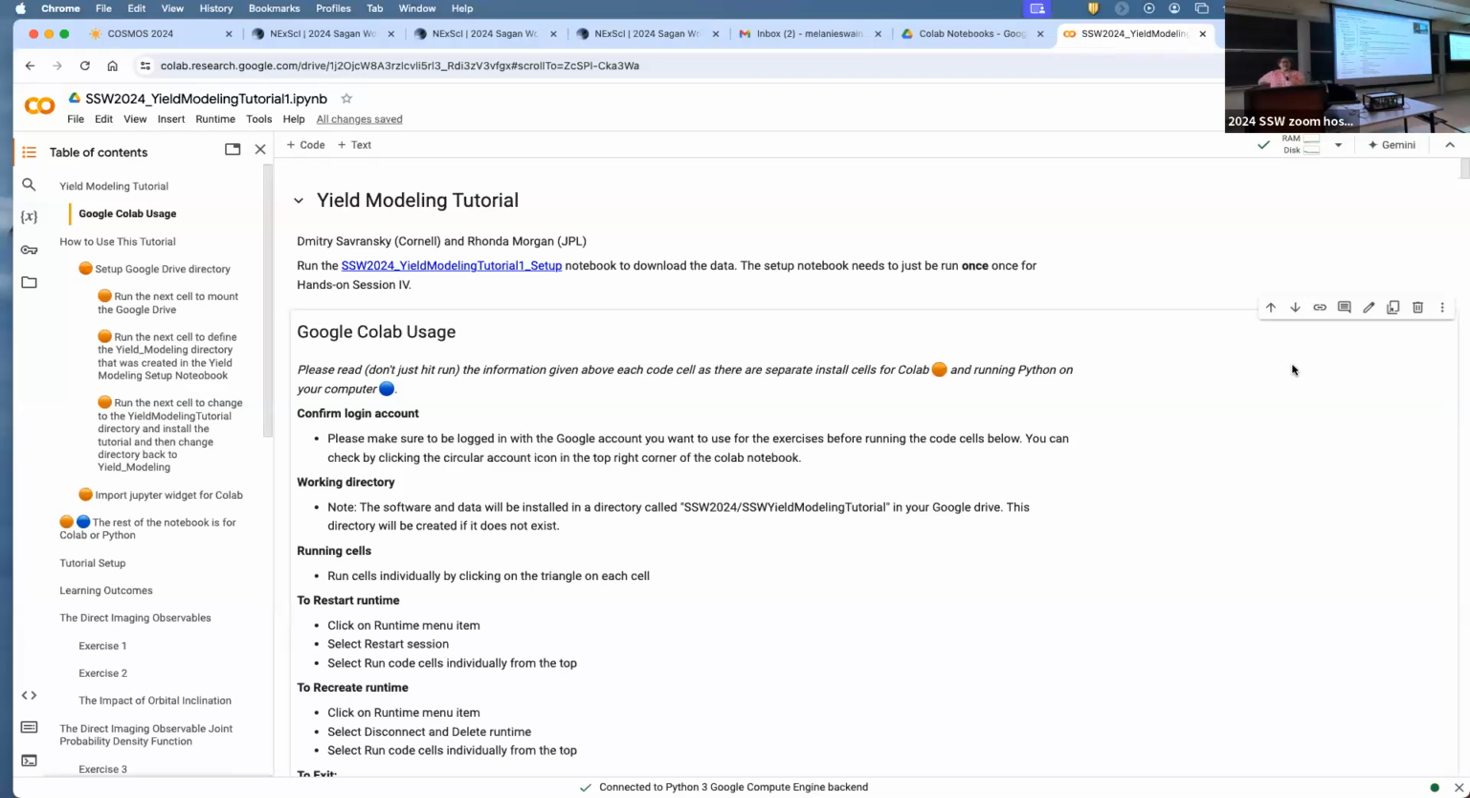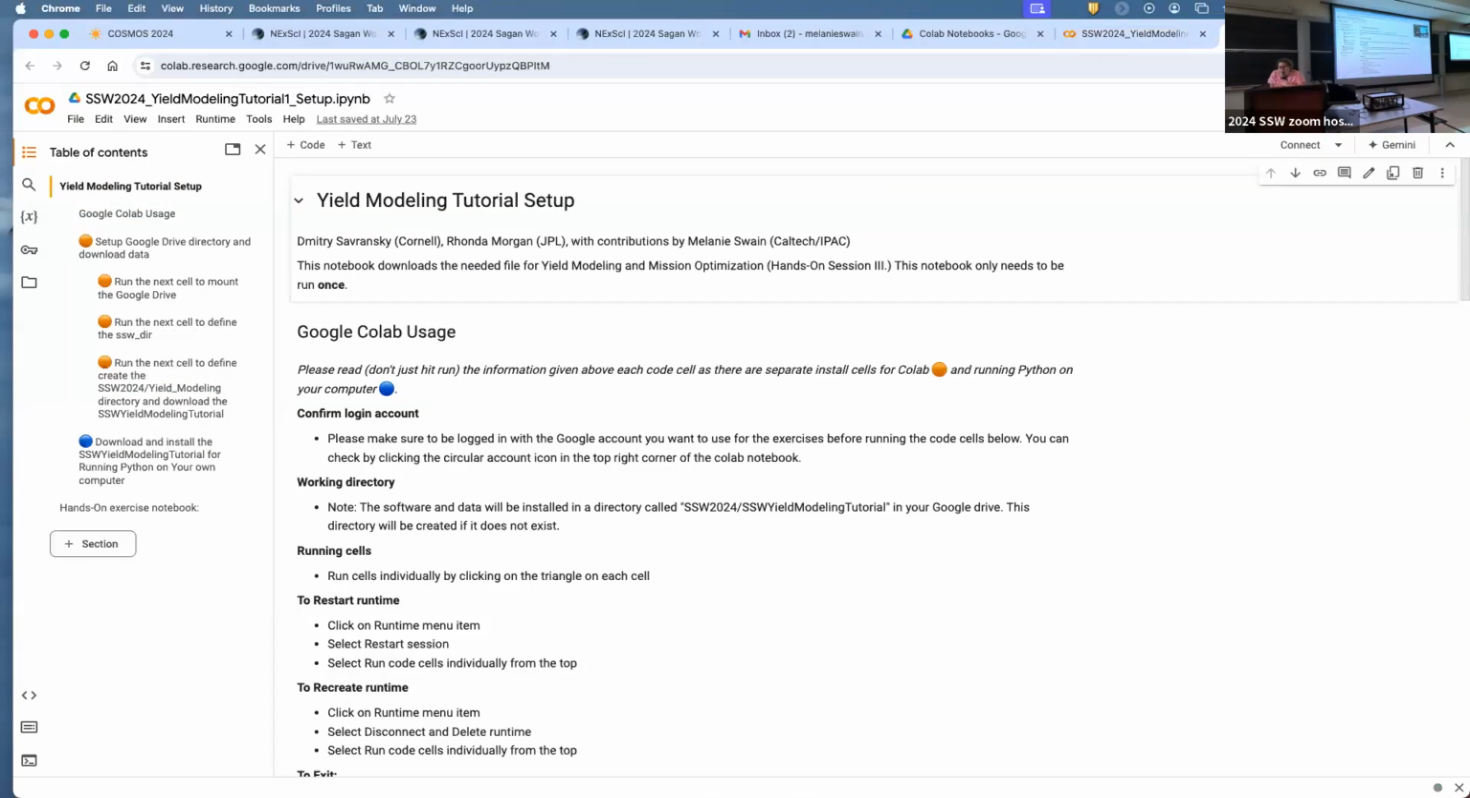Now, the first thing that we're going to do is get set up on the notebooks. And so the first thing that we want to do is the setup. Right. So if you have not yet run the yield modeling tutorial setup, this is the first thing that you're going to do. And please note that there are blue dots and there are orange dots. And you want to do all the things that have orange dots if you want to run this in Colab. If you would prefer to run this in Python on your notebook in not an online fashion, then you want to do the things with the blue dots.